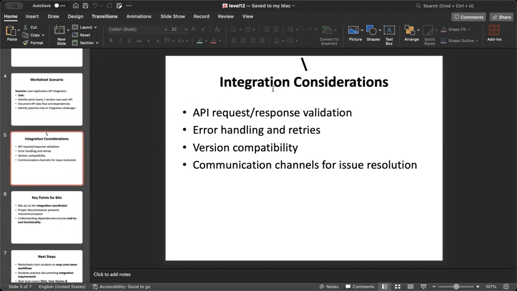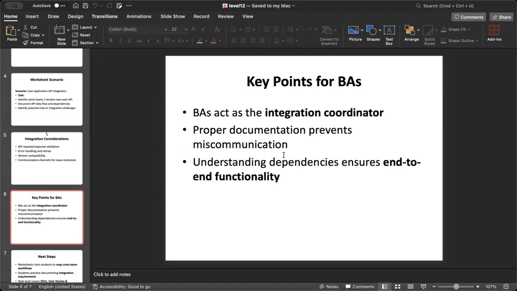Okay, so let's talk about integration considerations. When working with integrations, several factors must be considered. You need to validate API requests and responses. You know what I'm talking about by this point. You must understand how errors are handled. You already know this one. Whether retries are supported, and version compatibility is important, especially when vendors upgrade APIs. Clear communication channels are required to resolve these issues quickly. I'm sure you know what I'm talking about because we completed all these levels previously.